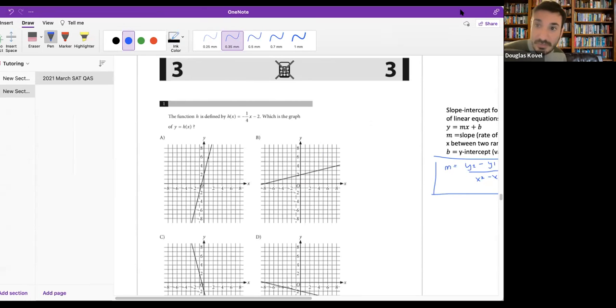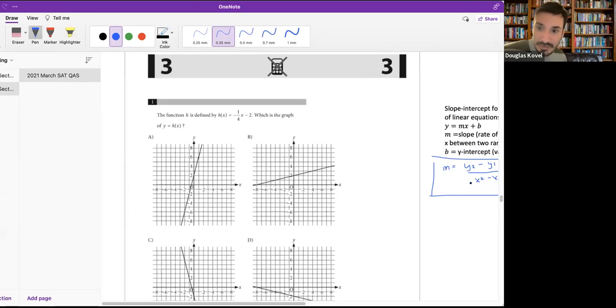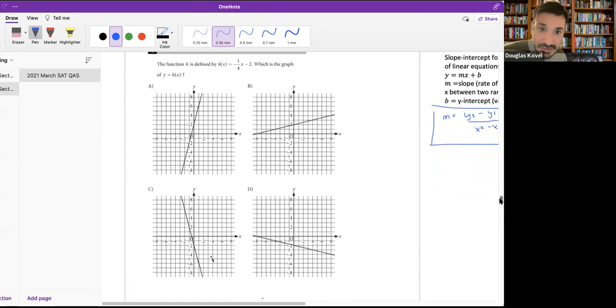So the first question is probably on the most important topic on the test, which is linear equations. You're going to see, especially in the calculator part of this test, a bunch of questions that are some variation of this question. Here they tell you the function h is defined by h of x equals negative a fourth x minus 2, and they want to know which of these is the graph of y equals h of x.